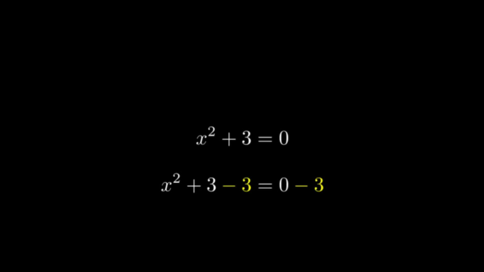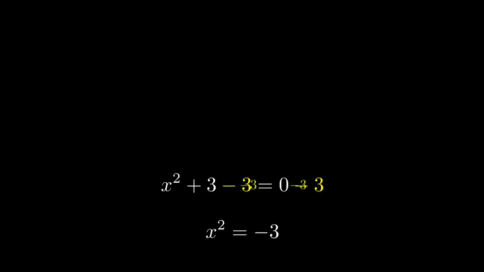Think of it like a scale. If you remove weight from one side, you must remove the same weight from the other side to keep it balanced. By subtracting 3 from both sides, we simplify the left side to just x squared, while the right side becomes negative 3. Let's visualize this balancing concept.